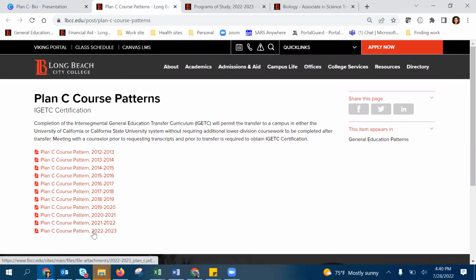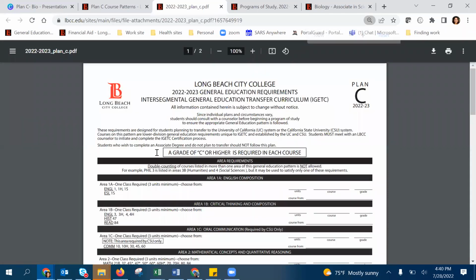Again, you want to ensure that you choose the one that's appropriate for your catalog year. We're going to use 2022-23. Plan C is also called the IGETC, the Intersegmental General Education Transfer Curriculum. You will notice the catalog year is listed in the header and within the Plan C logo on the right-hand side. A grade of C or higher is required in each course. Ds will not be accepted at the UC.